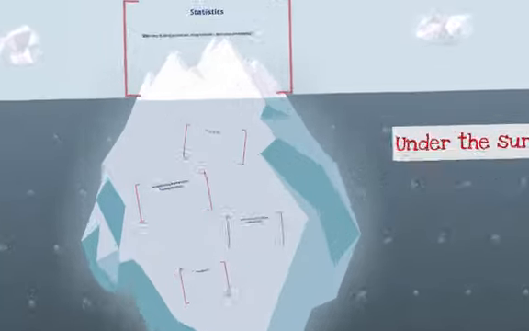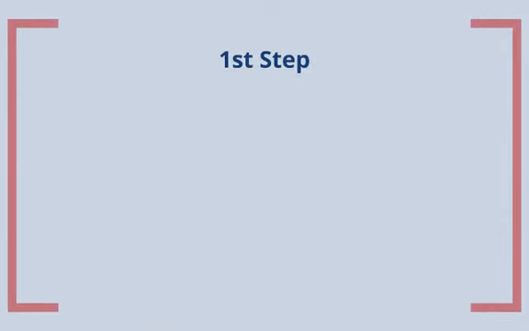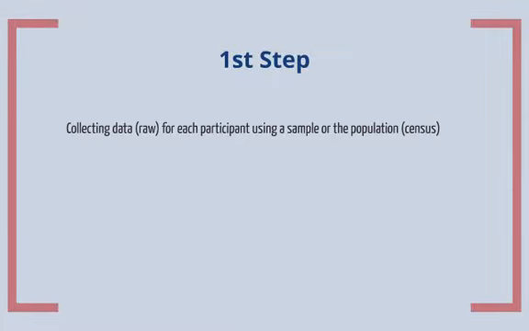Okay, so if we're looking at the first step involved in each research project when it comes to the analyzing data part, if we want to be able to draw a conclusion, we need data. Okay, so we need to collect data, so this will become the raw data for each participant using either a sample or a population. It doesn't matter whether it's a sample or a population, you need to collect data that will be the basis of your data set. Okay, so that's the first step. If you don't do this, there's nothing for you to analyze, so you can't run any statistics.